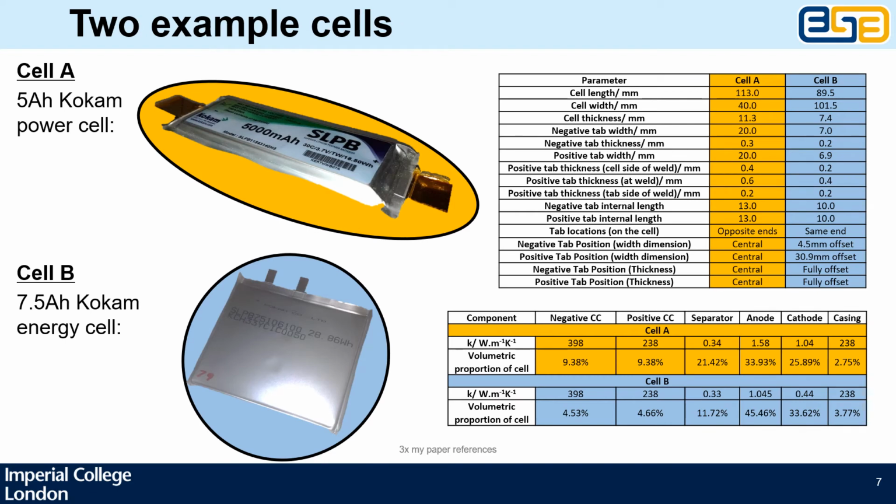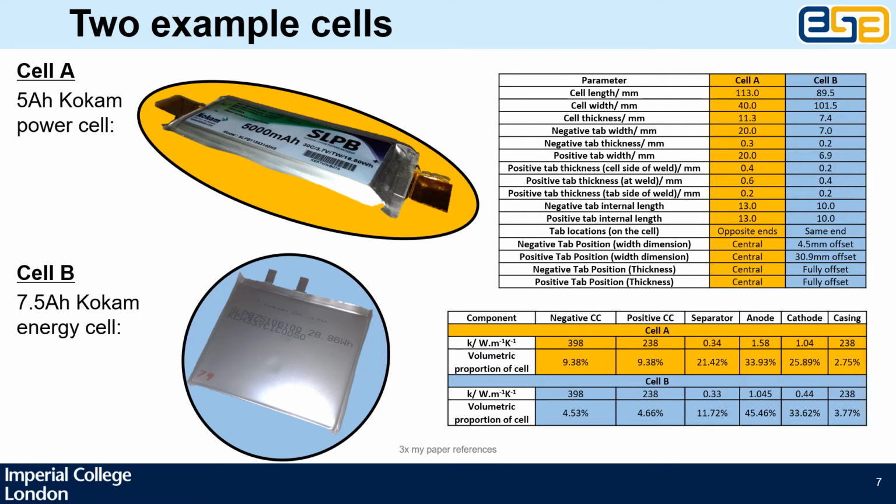I'm going to introduce two example cells. Cell A has large tabs located at opposing ends of the cell. The tabs are quite big compared to the size of the cell, and it appears to be suitable for tab cooling. Cell B, meanwhile, has small tabs located right next to one another. It appears to be entirely unsuitable for tab cooling. The problem is we cannot say any more than this.